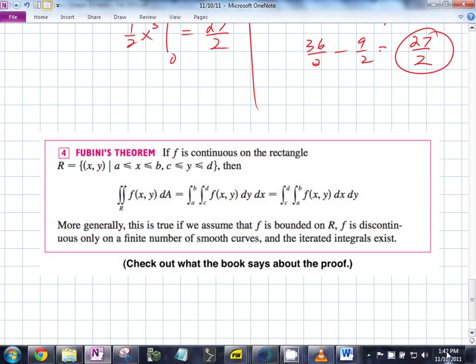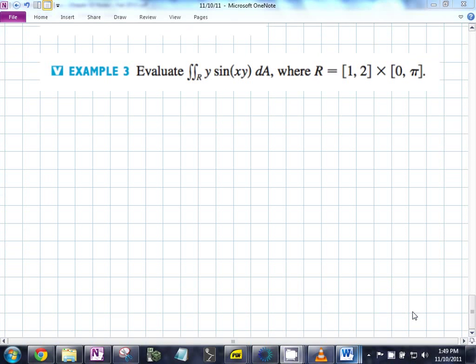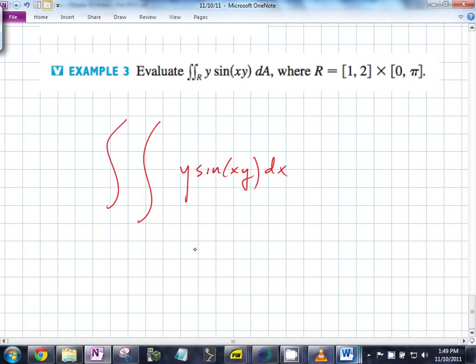Set up the integral. So I'll do these two integrals right here, and we have y sine xy. That's true, right? Which one do you want to do first, dx or dy? dx first? Is that good? So if it's dx first, it's going to go from 1 to 2, and then it's going to go from 0 to pi. You can't do 0 to pi first. 0 to pi, this is the x, and this is the y. Are we okay?